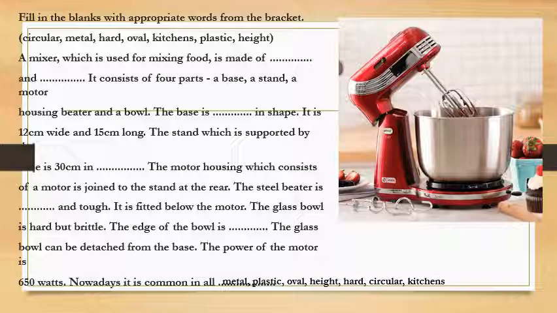The power of the motor is 650 watts. Nowadays, it is common in all kitchens. You can find this gadget in all kitchens, most kitchens.